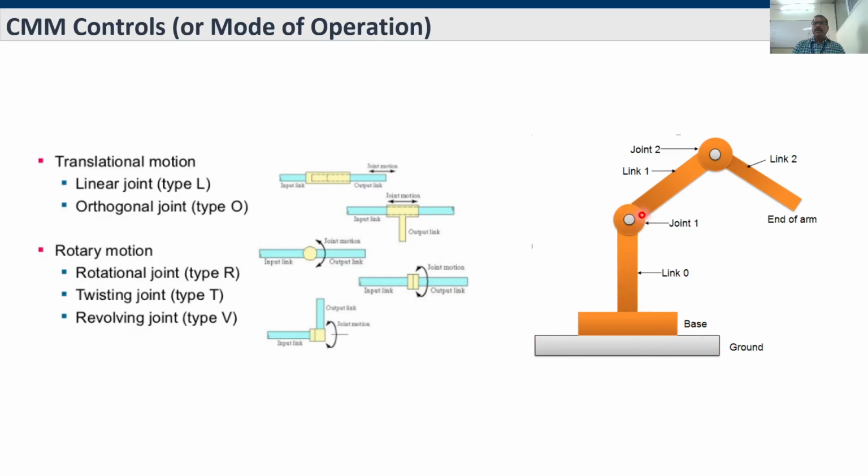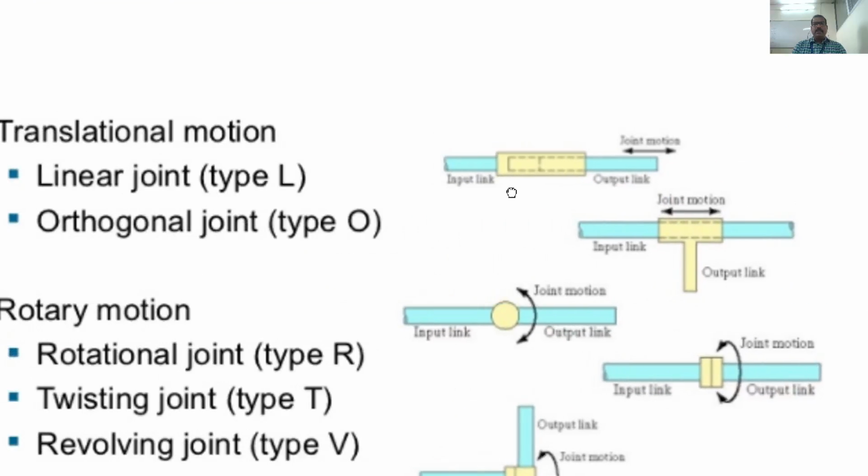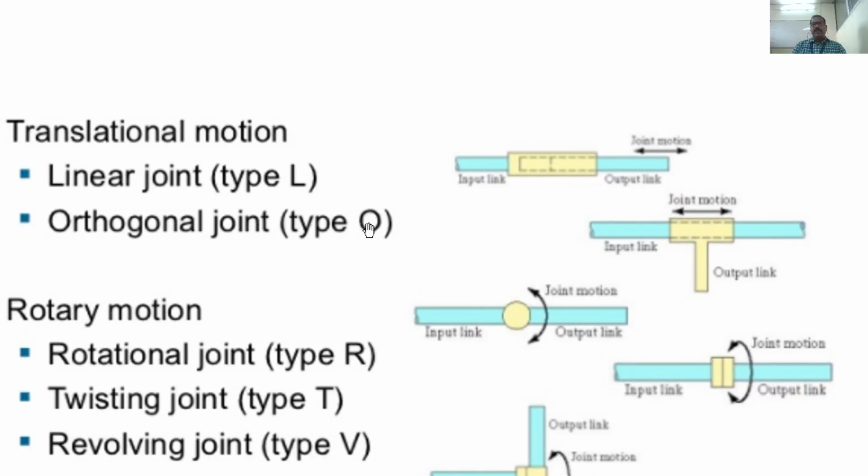Based on the joints, you will have different degrees of freedom of movement. Different joints give different types of motions. What are the motions? Translational motion and rotary motion. Under translational motion you have the linear joint, the first one, represented by L. The second one is the orthogonal joint, represented by O. These are the standard notations used in industrial robots.